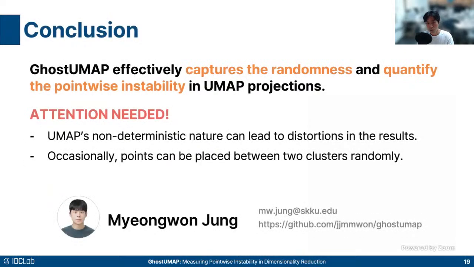In conclusion, ghost UMAP provides an effective method for capturing the randomness present in UMAP projections. Additionally, it allows us to quantify point-wise instability, making it easier to identify unstable points within the projections. It also highlights the need for caution when interpreting results, as UMAP's non-deterministic nature can introduce distortions.